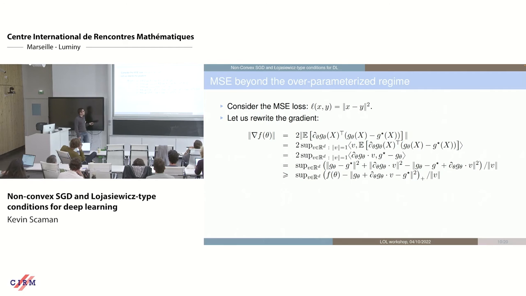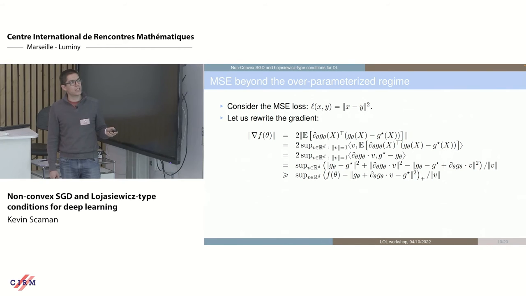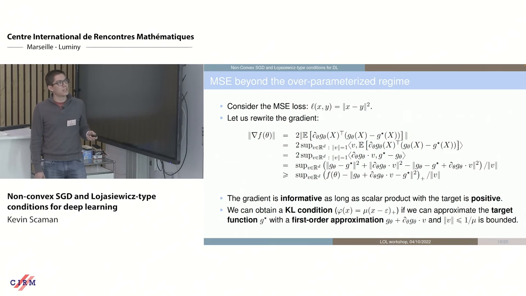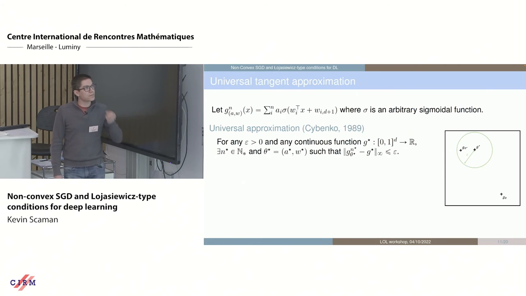But just to give you an idea, you end up with a function here. If you can show that this quantity is bounded by epsilon, a small quantity, then you end up with a KL condition, where now your function, instead of being square root of x, is mu times x, something linear. So you have mu, a multiplicative factor that depends on the norm of this vector, and you have an affine term, x minus this epsilon quantity. Then, if you know how to deal with this KL condition with SGD, you will be able to use this lower bound and prove convergence. So that's basically the gist of it.